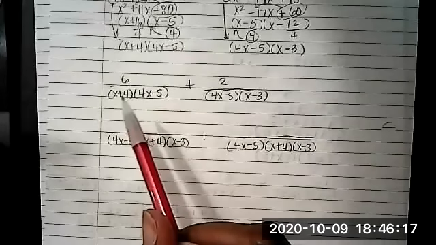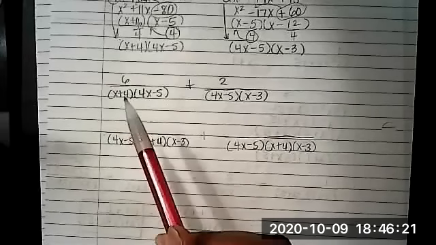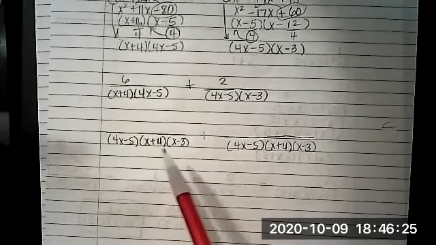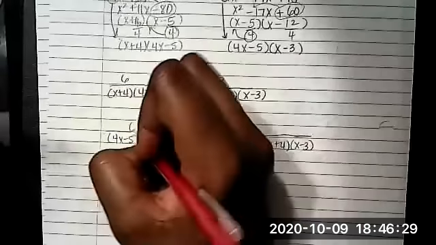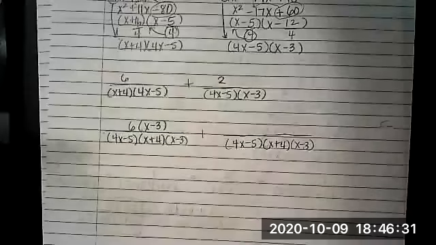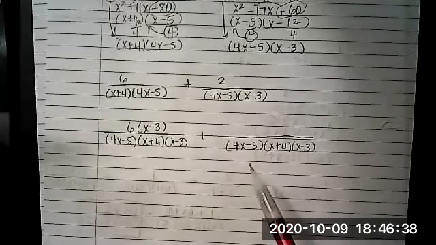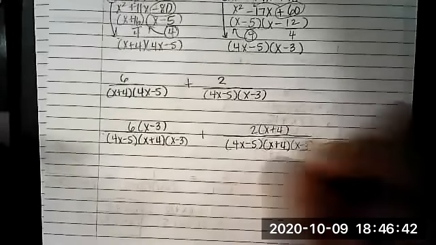So what did we add? Well, it's not too bad. So what did we add here? We had an x plus 4, and we had a 4x minus 5, and an x plus 4, but we didn't have this x minus 3. So it's going to be 6 times x minus 3. And here we had the 4x minus 5 and the x minus 3, but we didn't have the x plus 4. So this one is adding the x plus 4 up top.